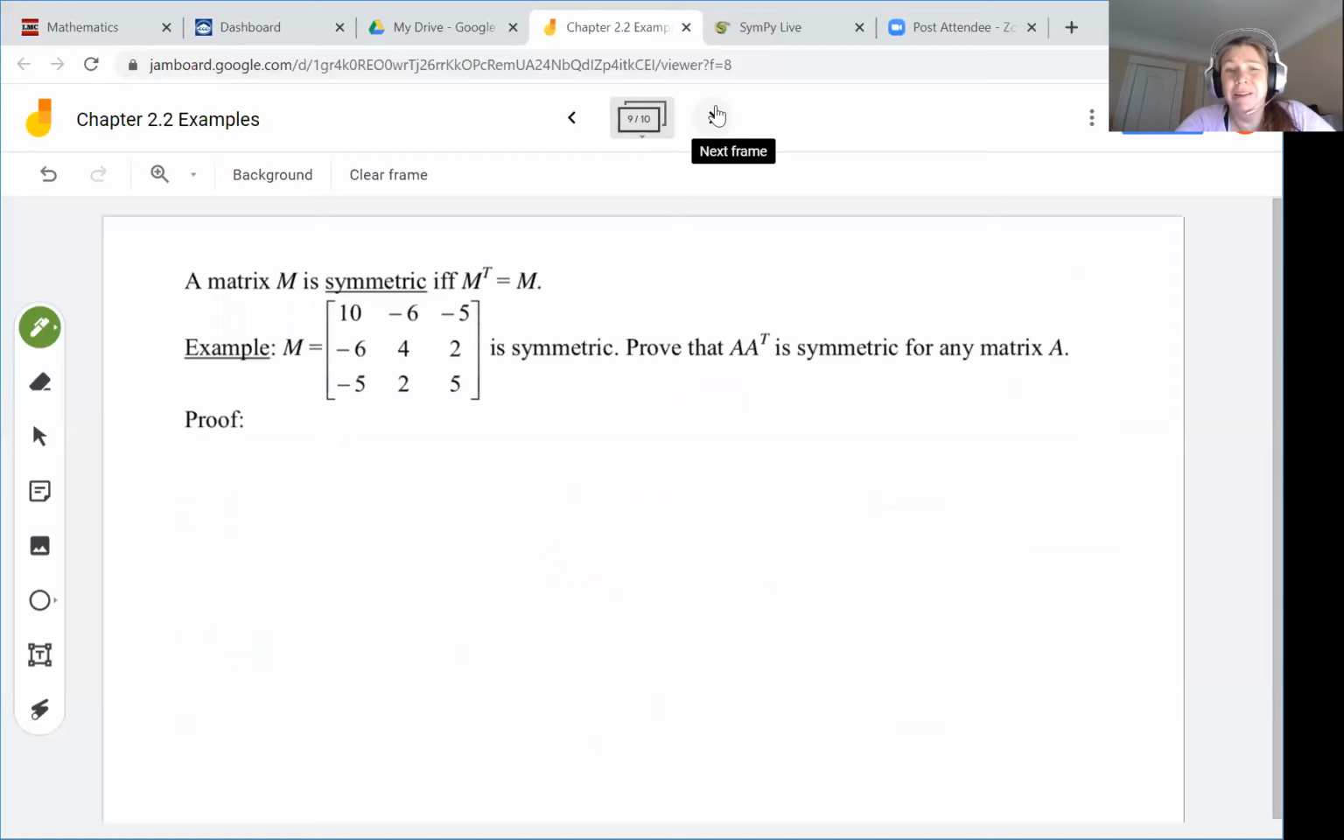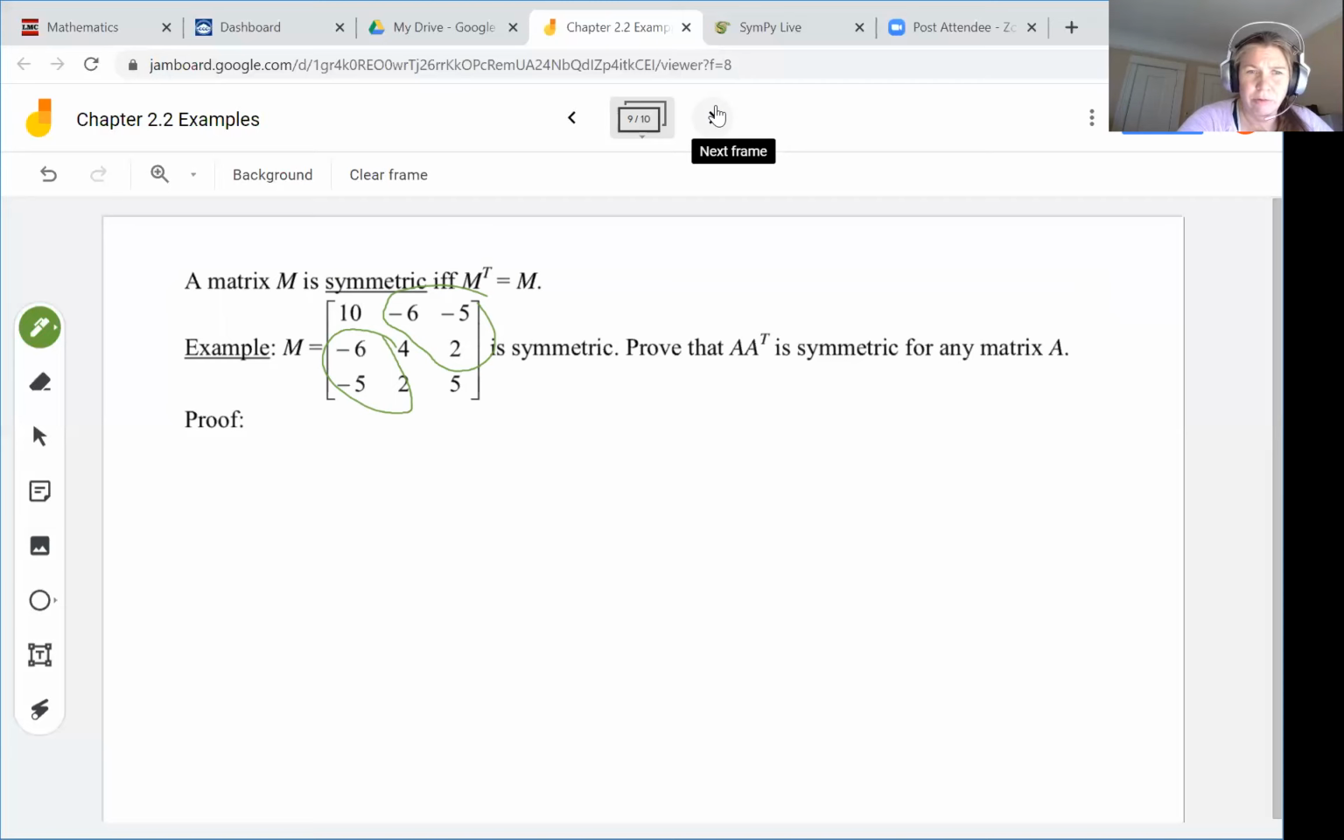All right, so we say a matrix is symmetric if and only if its transpose equals itself. So this is a symmetric matrix right here, matrix M. Notice the values in the lower triangle are an exact reflection of the values in the upper triangle. So that's how we identify, just quickly visually, a symmetric matrix. And so we want to prove that the product A times A transpose gives you a symmetric matrix for any matrix A. So let's look at this.